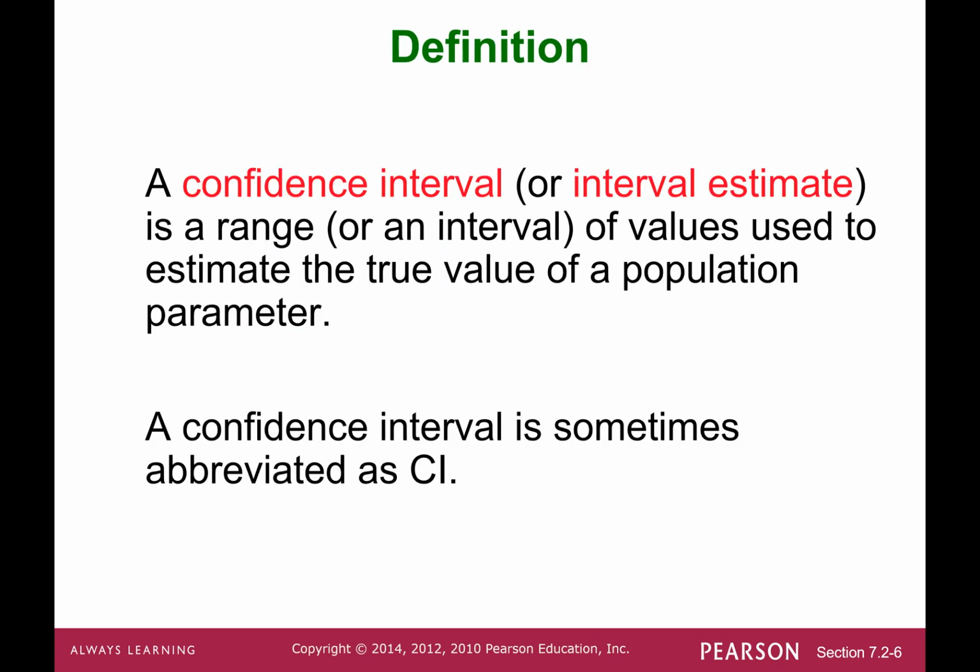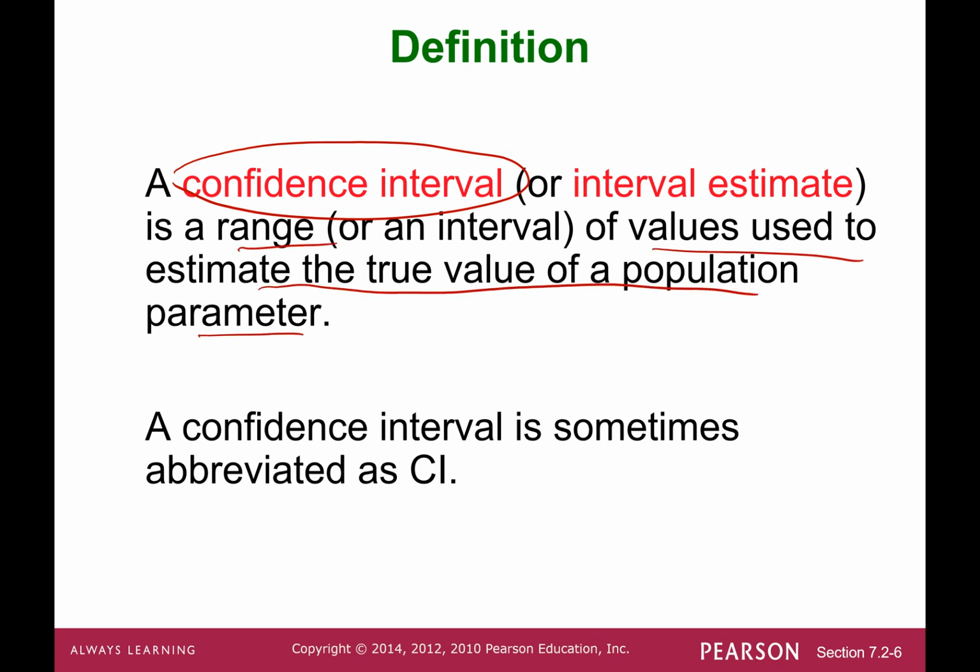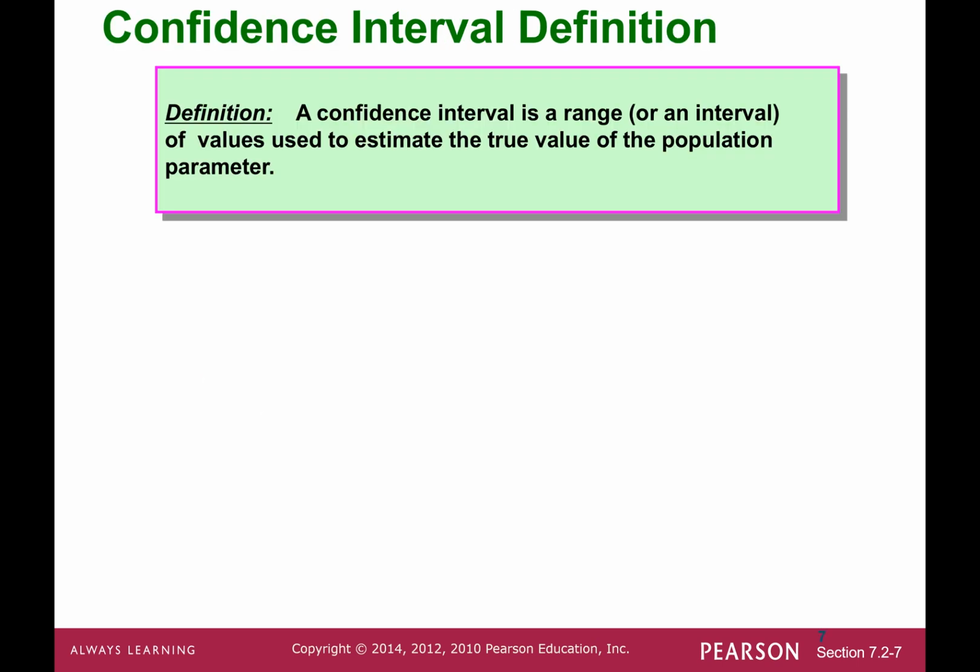So the confidence interval is another method. Besides the point estimate, a confidence interval is a range of values used to estimate the true value of the population parameter. Confidence interval is sometimes abbreviated as CI, taking the first letter of confidence and the first letter of interval, to get CI.